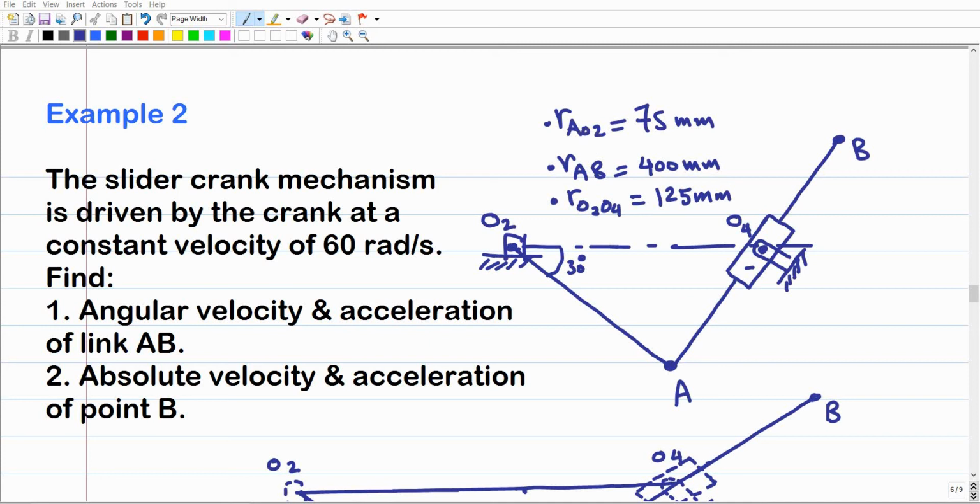Hello everyone, welcome to the kinematics and dynamics of machinery class. In this video, I'm gonna give another example on the kinematics analysis of mechanisms using the complex algebraic method.